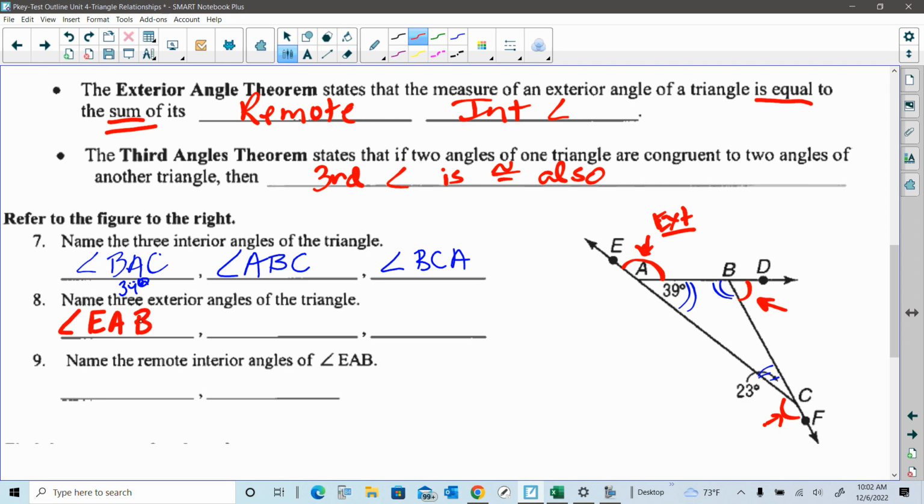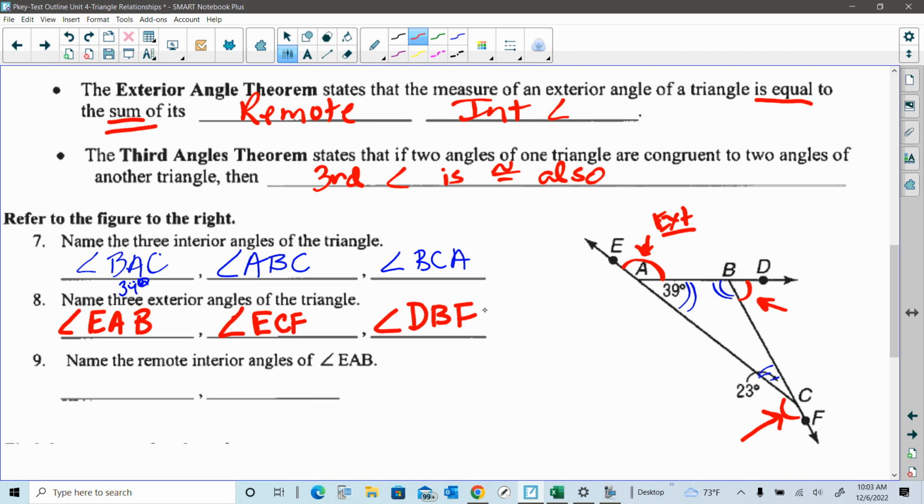What would be the other exterior angle? ECF. Angle, which one? ECF. Yep, ECF or ACF, that's over here where the C is. And the third exterior angle? DBF. Yeah, DBF or DBC. Either one. So you're just going to have to be able to read them off a diagram. Sorry, D B F.